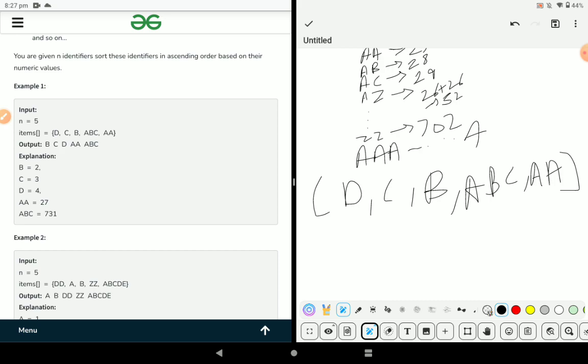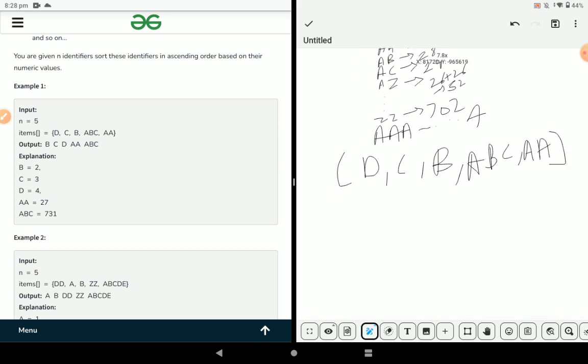So now let's discuss the approach, basically what approach you are going to use. Just do a simple thing: initialize the result to 0 and run a for loop, and for each character update the result by multiplying the current result by 26 and then adding the position of the character in the alphabet.